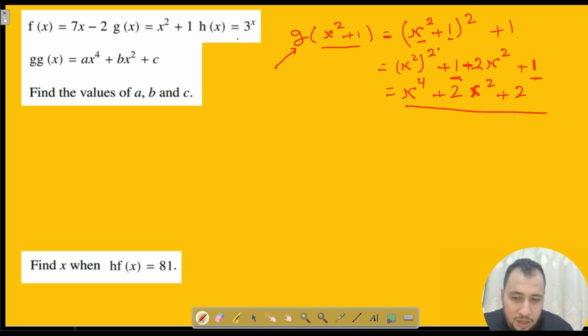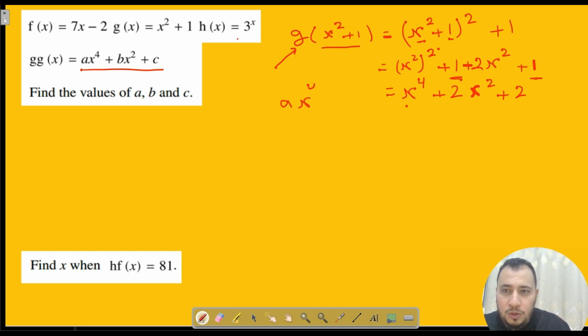Here, this expression is equivalent to this expression, which is ax power of 4 plus bx squared plus c, and simply all you have to do is compare. Here a is the coefficient of x power of 4, and what is the coefficient of x power of 4 here? 1, so a equals 1. B is the coefficient of x squared, which is 2, so b equals 2. C is the absolute term, which is 2, so c equals 2. Okay, let's take a look at the next question here.